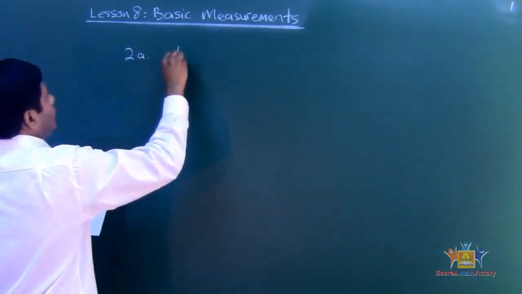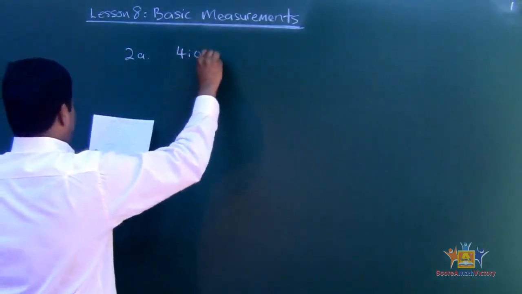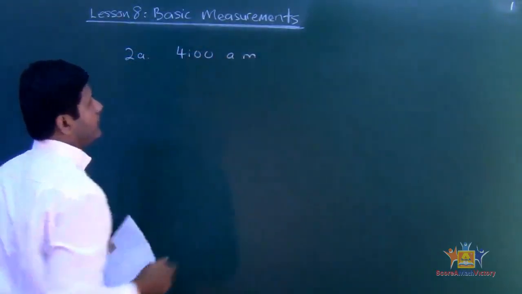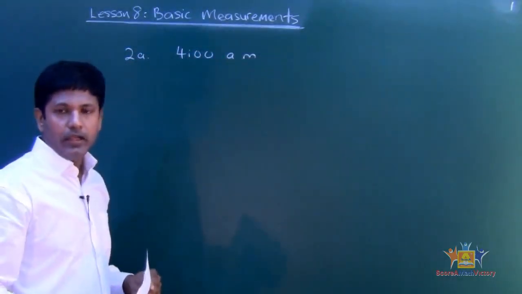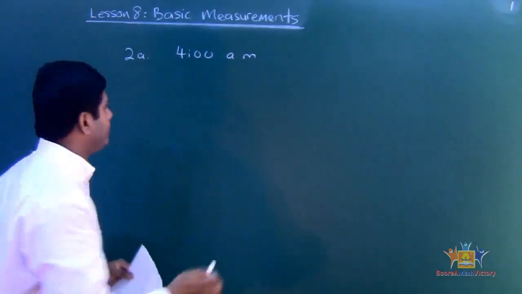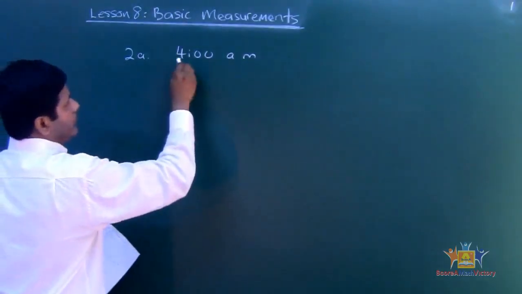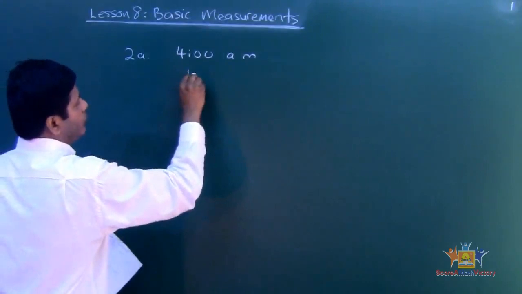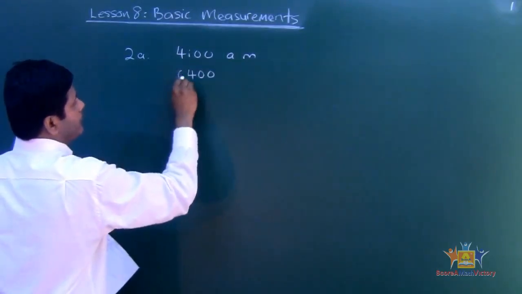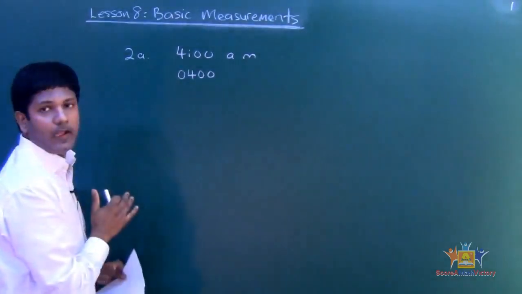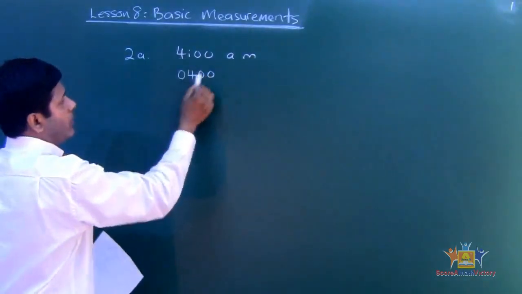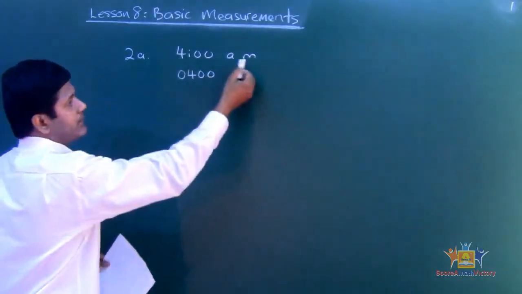2A, you're given 4 a.m. How do we do it in the form of the 24-hour system? We know that this is AM, so we put 400 and then put a 0 behind it. That's it right there. You put the 400 and then a 0 behind it, and it's the AM.